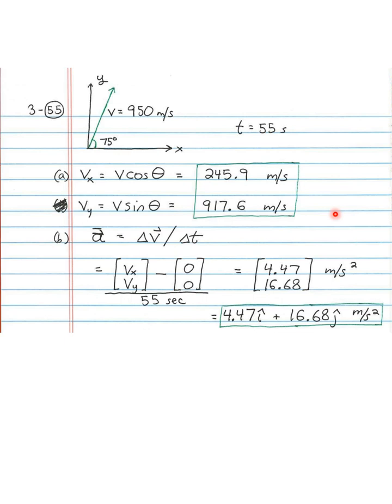Now question B, find its average acceleration for the first 55 seconds of flight. Well, average acceleration is the difference in velocity vector divided by time. So we have Vx, Vy minus 0, 0, so final minus initial, divided by 55 seconds. And that becomes, in the x direction, when you do all that calculation, 4.47 meters per second squared, and in the y direction, 16.68 meters per second squared. And here it is in i hat, j hat notation: 4.47 i hat plus 16.68 j hat meters per second squared.